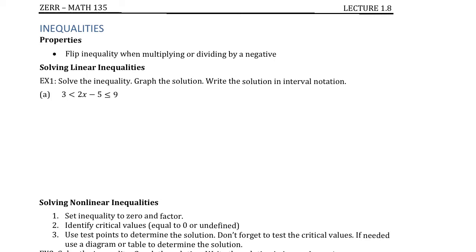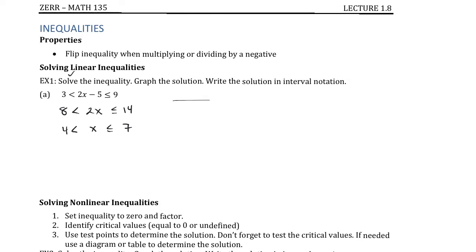Right, let's look at inequalities. So we could have linear inequalities, and this is an example: 3 is less than 2x minus 5 is less than or equal to 9. I can just go through and add 5 to both sides, so I'd get 8 is less than 2x, which is less than or equal to 14. And dividing everything by 2, I would get 4 is less than x, which is less than or equal to 7. And so I solved it.